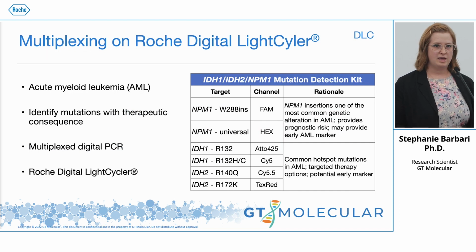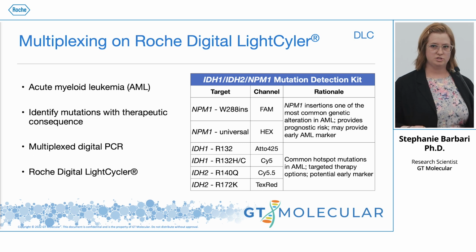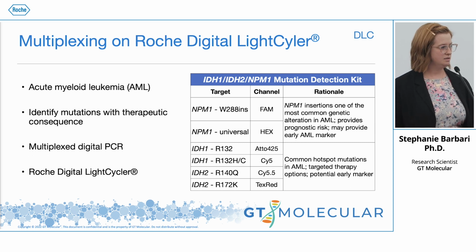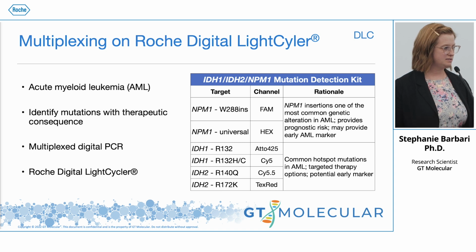So a little more about the AML panel that we've developed. AML is a cancer that originates in the bone marrow, and often therapeutic and prognostic implications or decisions are made based on their mutational profiles. And how we approach assay development for liquid biopsies is we identify those mutations that have therapeutic consequence or prognostic implications and create a multiplexed digital PCR panel accordingly.